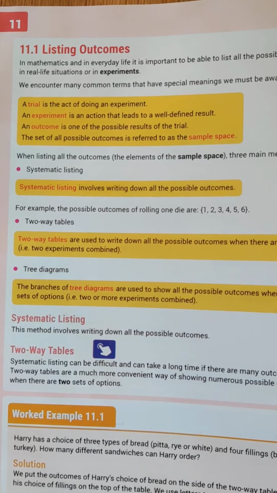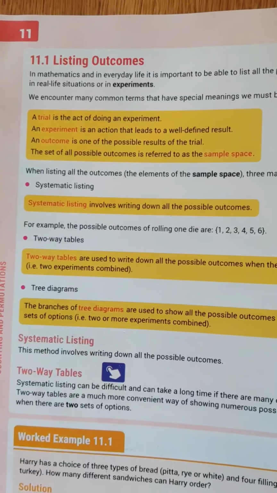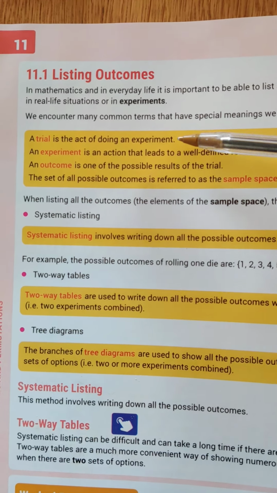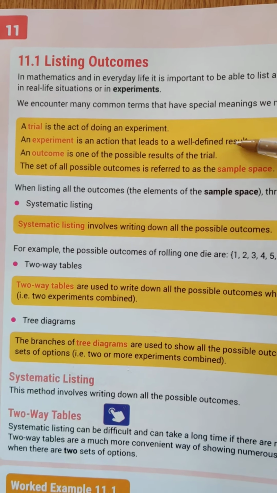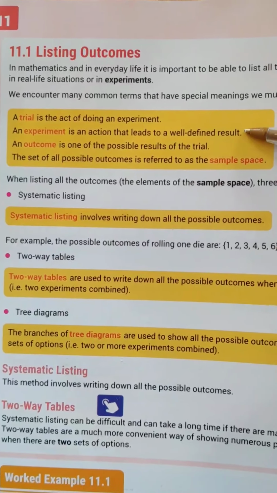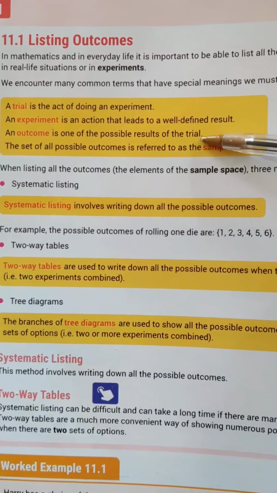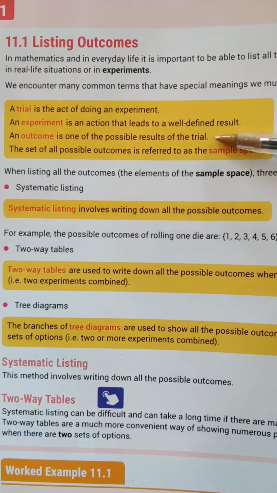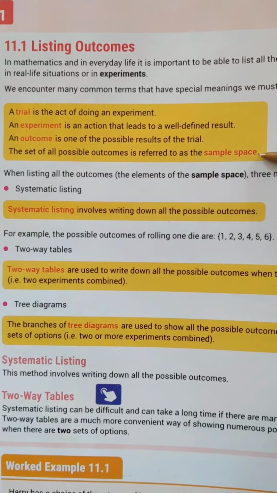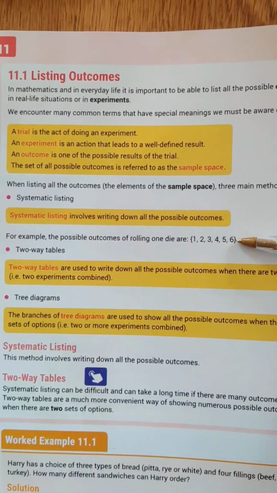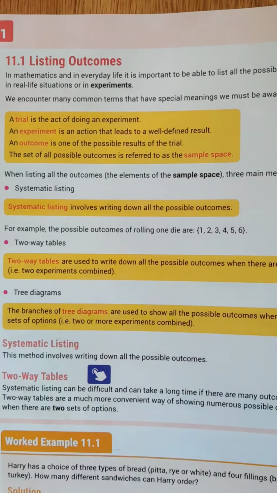When you throw a dice or flip a coin, that is called an experiment. So a trial is the act of doing an experiment. An experiment is an action that leads to a well-defined result, either heads or tails when you throw a coin. An outcome is one of the possible results of the trial. So getting a 6 on a dice would be an outcome. And the set of all possible outcomes is the sample space. So here is the sample space for throwing a dice.